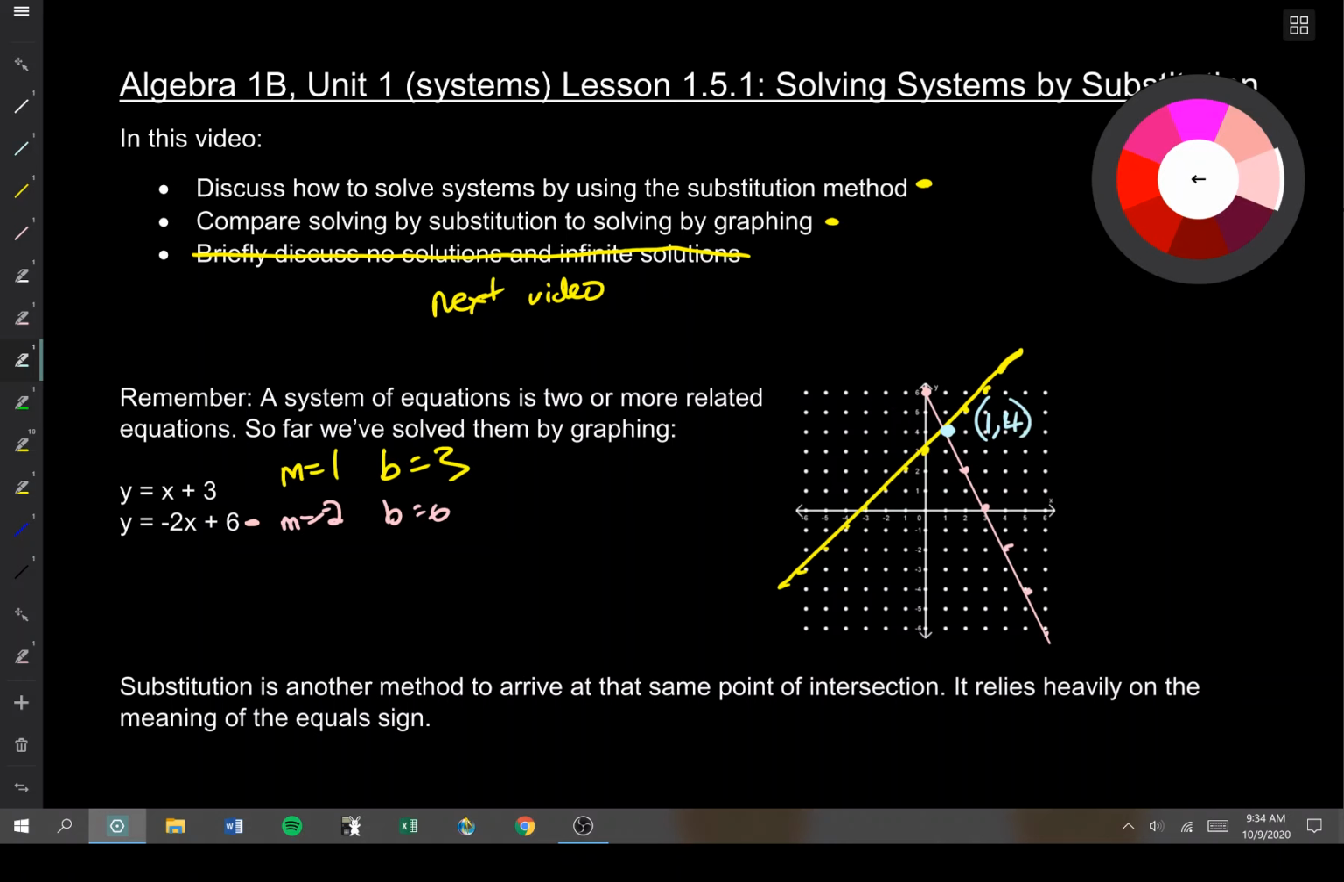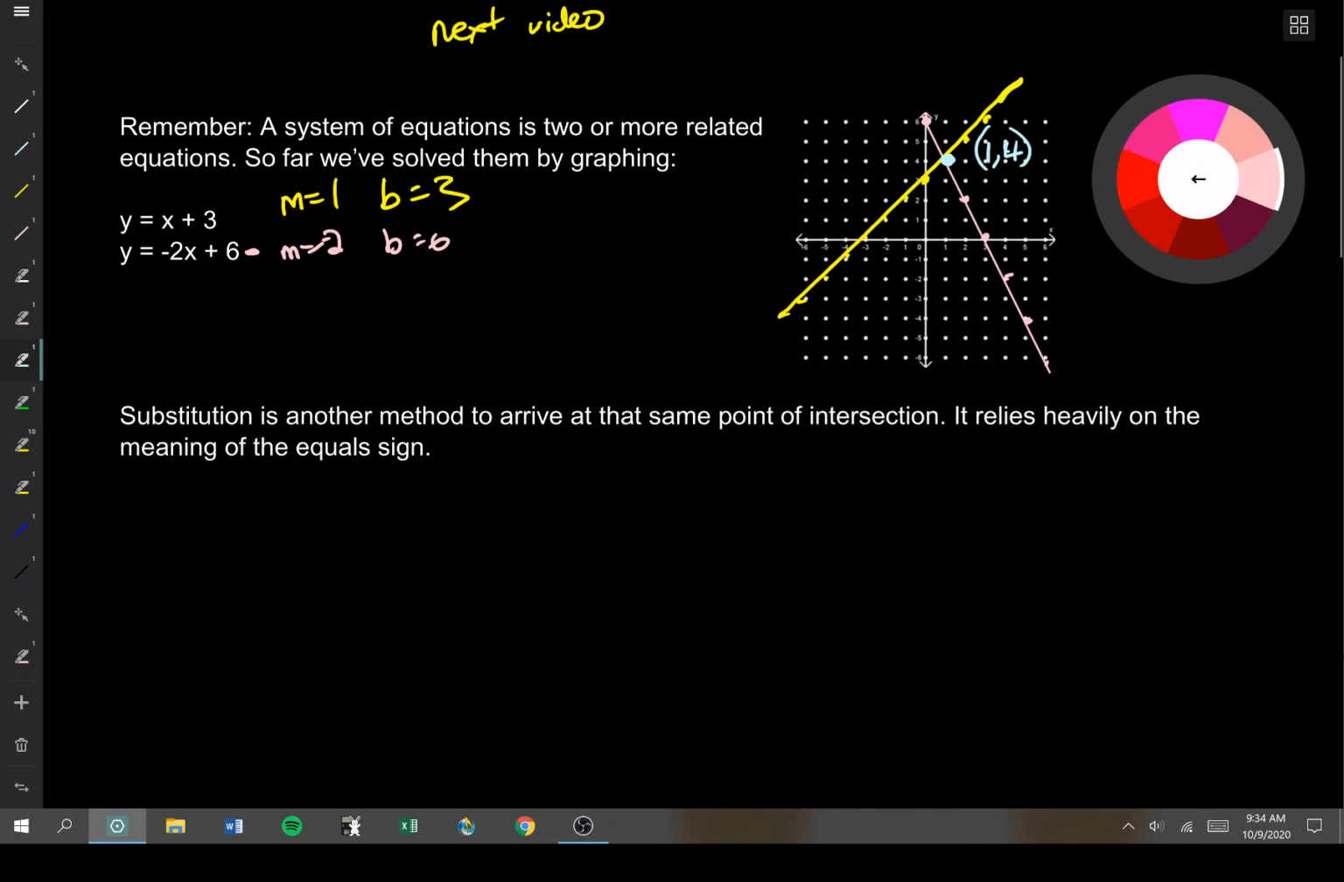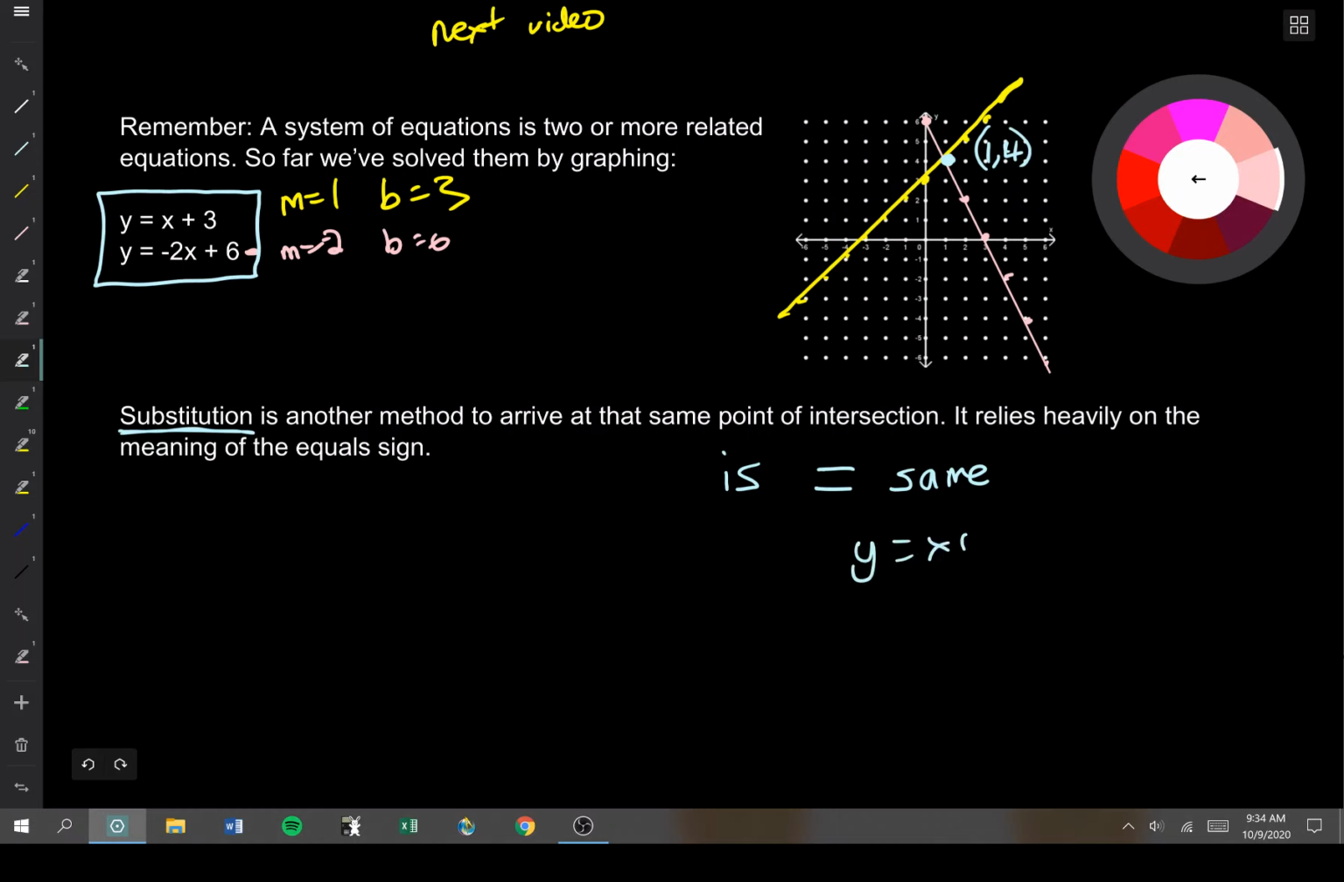So another method that we use to solve with is called substitution. Now I'm going to take this same exact system of equations, but I'm going to solve it by substitution. Substitution relies heavily on the meaning of the equals sign. Remember how we talked in the beginning of this class, at the start of the year, the word equals really means is or same. So if you have the equation y equals x plus 3, you're really saying the y variable is whatever x plus 3 is. It's like if x is 1, then y is 4, and if x is 2, y is 5, but y is whatever x plus 3 is.